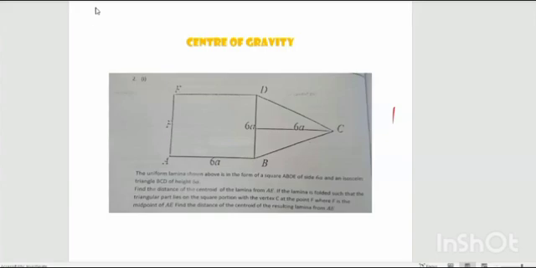Now, we have this question before us. The uniform lamina shown above is in the form of a square ABDE, that's a GC question, of size 6a and an isosceles triangle BCD of height 6a. Find the distance of the centroid of the lamina from AE. That's the first part. Now, if the lamina is folded such that the triangular part lies on the square portion with the vertex C at the point F, where F is the midpoint of AE, find the distance of the centroid of the resulting lamina from AE.